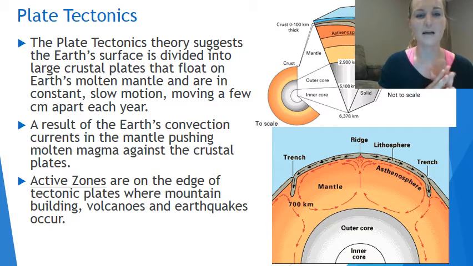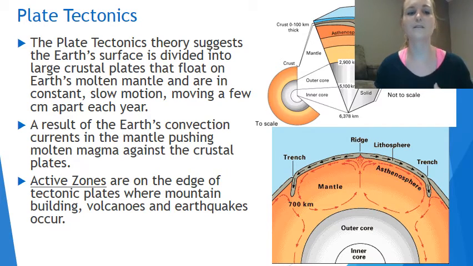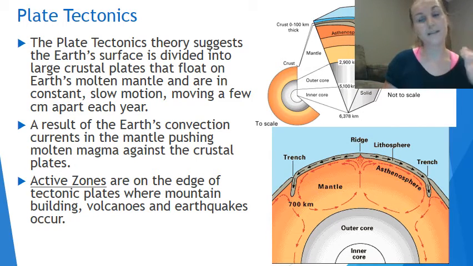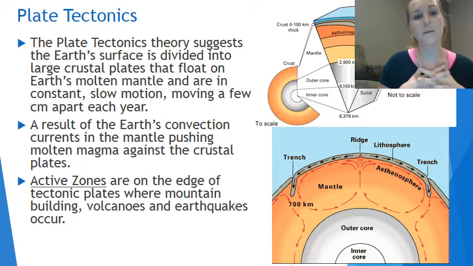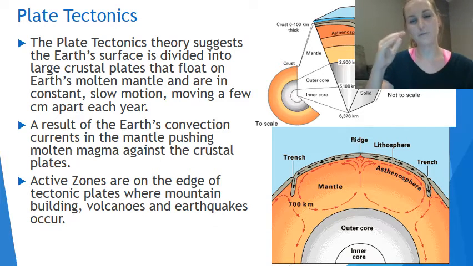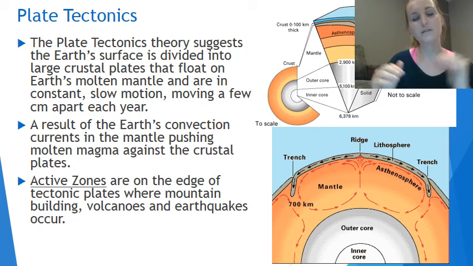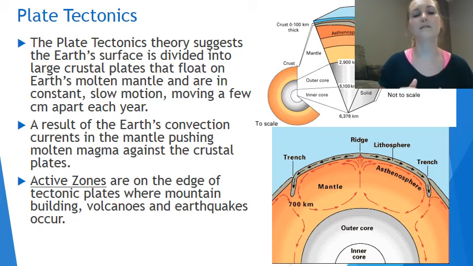The plate tectonic theory states that the Earth's surface is divided into different layers. We have these crustal plates in the top layer of the Earth, and they float on a molten mantle. These plates are in constant slow motion, very, very slow, only moving a few centimeters apart a year, which is not much at all.